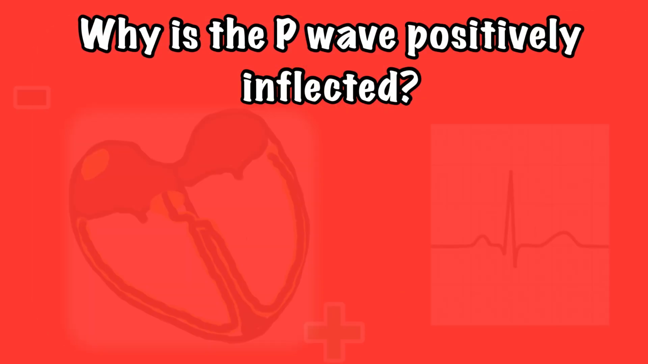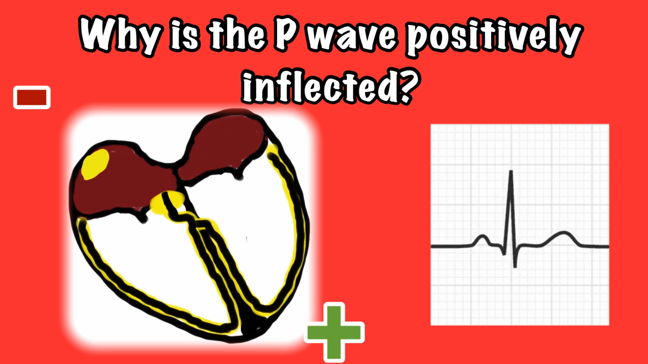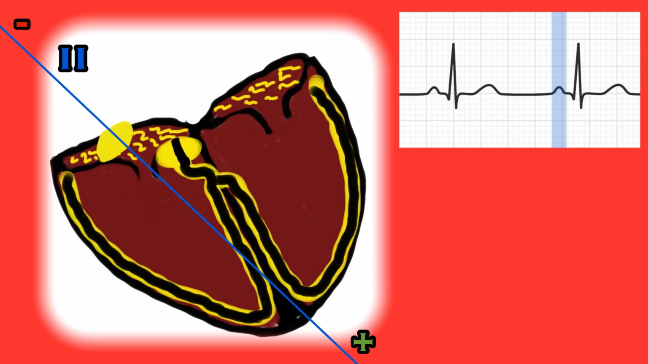Why is the P wave positively inflected in lead 2? From the SA node, the impulse depolarizes down toward the AV node, in the direction of the positive pole of lead 2, and when an impulse moves towards a positive pole, the rhythm moves above the baseline, or is positively inflected. So, we see the positively inflected P wave, and that tells us some important things about the heart.